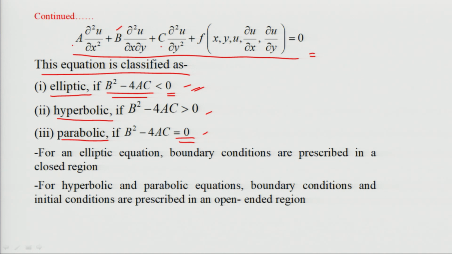So, in case of an elliptic equation, the boundary conditions are prescribed in the closed region, while for hyperbolic and parabolic equations the boundary conditions and initial conditions are prescribed in the open-ended region. For hyperbolic and parabolic equations the conditions are in open-ended regions.